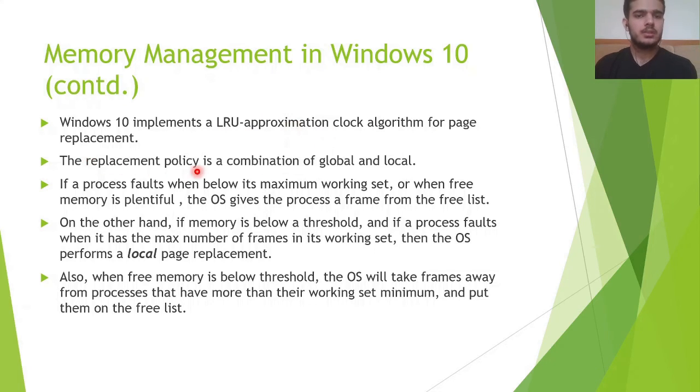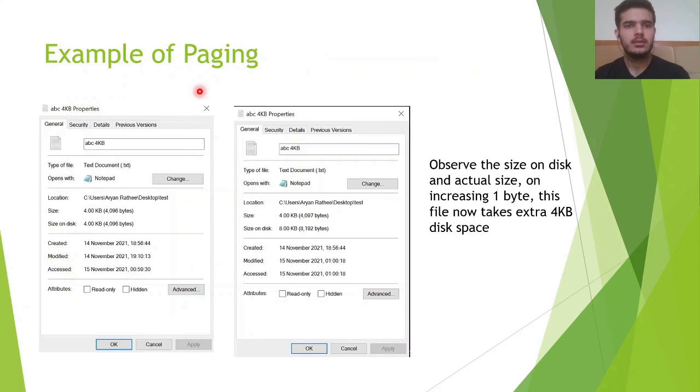The replacement policy is a combination of global and local. Global means we can replace any page, and local means only a page assigned to that process. These 3 points basically tell the various cases in which local and global apply. There is also a maximum and minimum limit assigned to each process for pages, but it is not strict. It can be flexible.